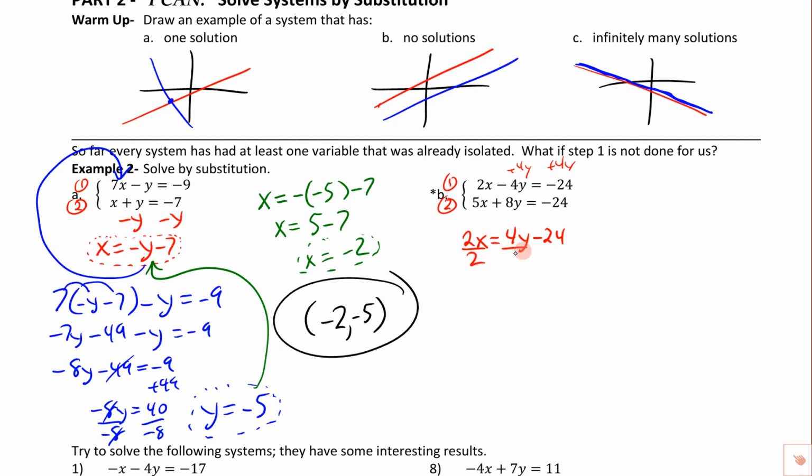We're going to divide everything by 2. And notice what happens when we divide by 2. Kind of getting back to those equation solving skills that we used when we were putting things in slope-intercept form. Notice that that cancels.